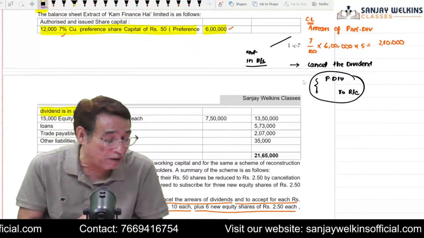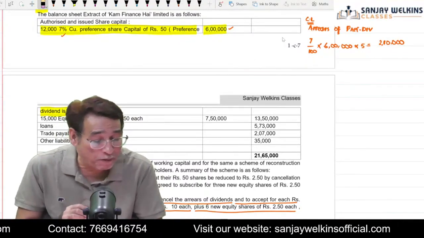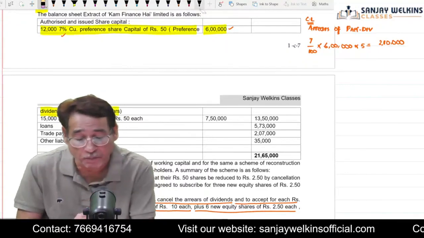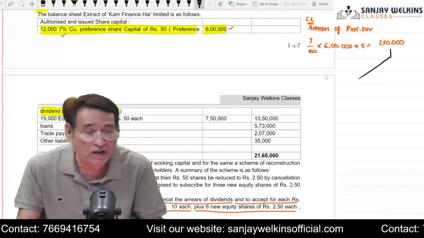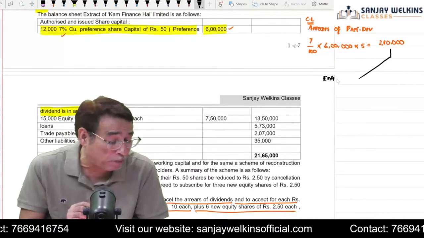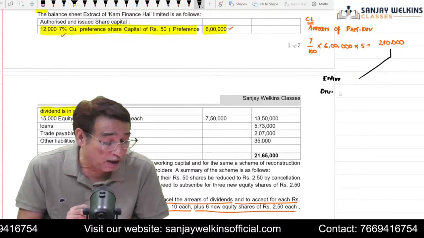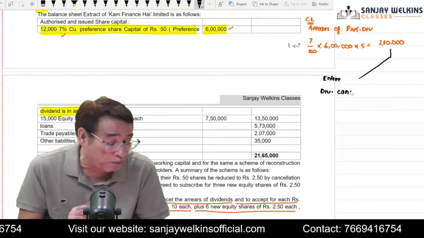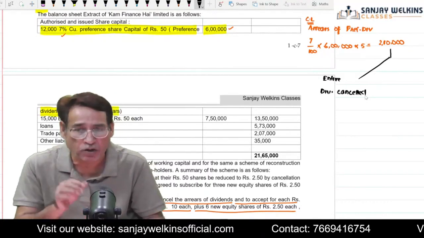It is not a liability. So you must understand that whenever there is preference dividend in the question, learn the treatment of preference dividend thoroughly. In this question, the entire dividend has been cancelled. That is why no entry will be passed, as this is not a recorded liability.